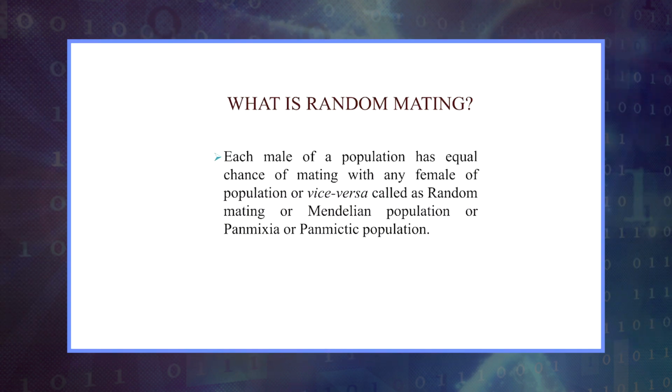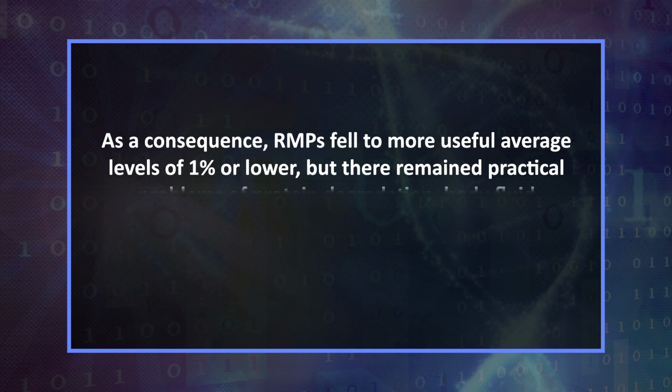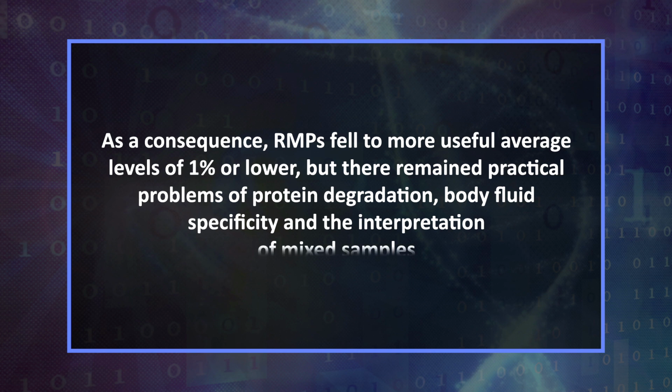If genetic loci are unlinked and the population is randomly mating, then independent inheritance means that in principle their allele frequencies can be multiplied in deriving genotype frequencies. This is known as the product rule. As a consequence, RMPs fell to more useful average levels of 1% or lower, but there remained practical problems of protein degradation, body fluid specificity, and the interpretation of mixed samples.